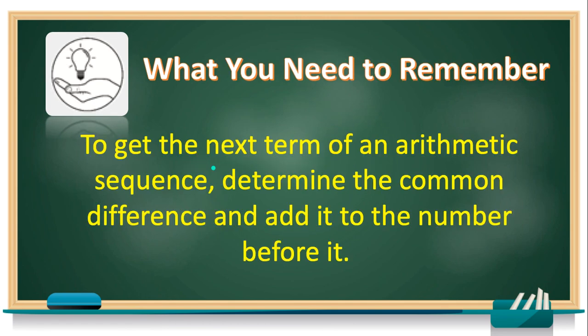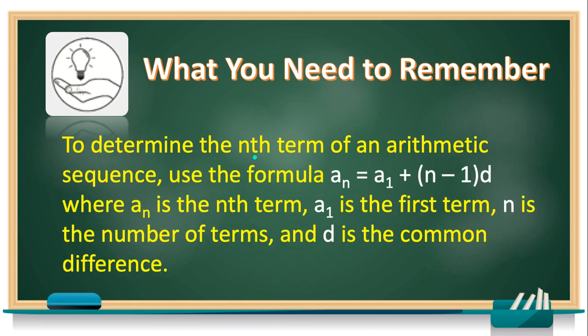Remember, to get the next term of an arithmetic sequence, you just need to determine the common difference and add it to the number before it. And to determine the nth term of an arithmetic sequence, you just need to use the formula a sub n is equal to a sub 1 plus n minus 1 times d, where a sub n is the nth term, a sub 1 is the first term, n is the number of terms, and d is the common difference.